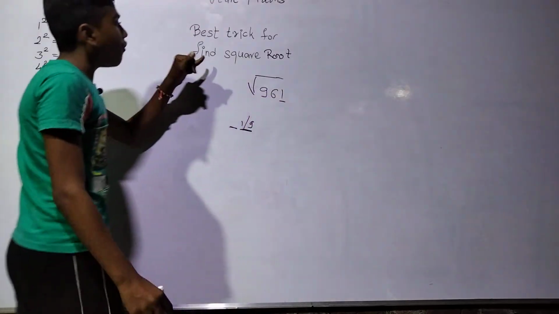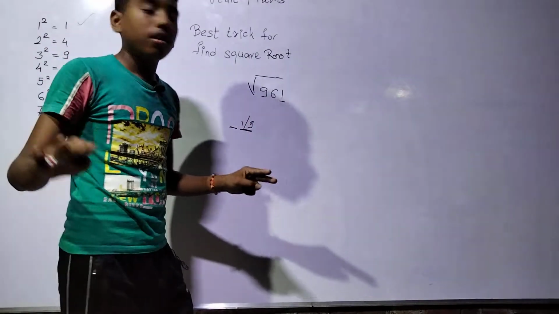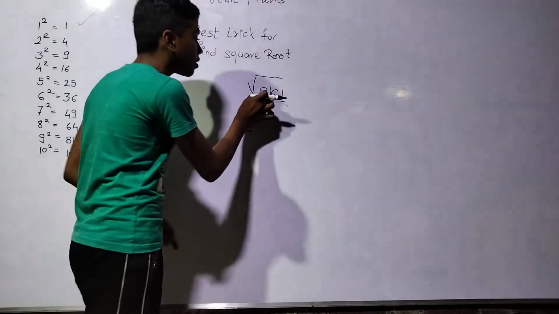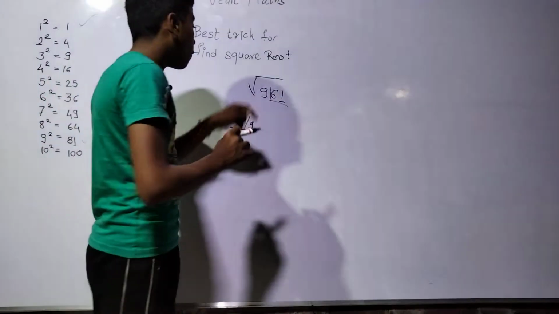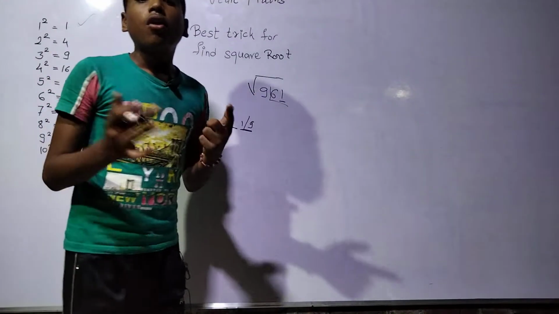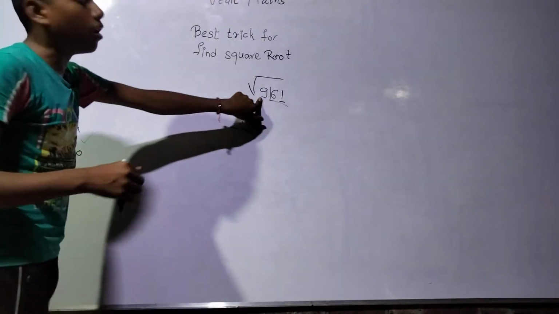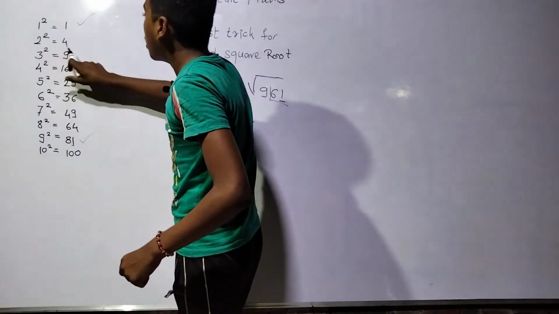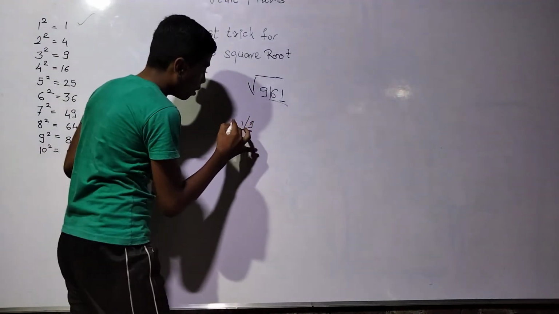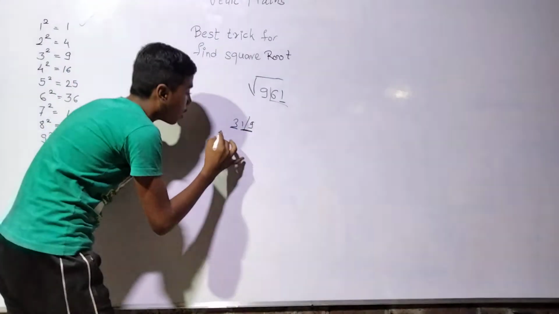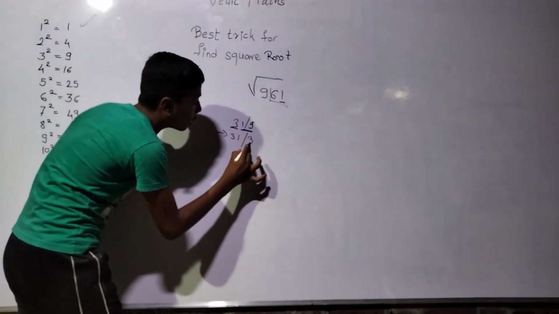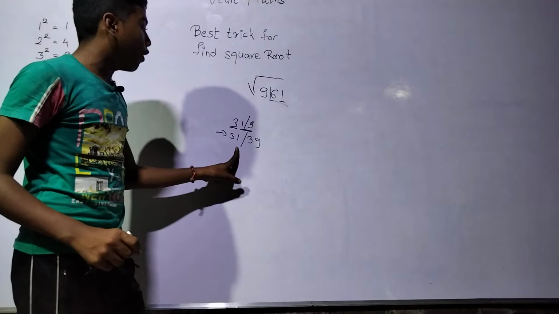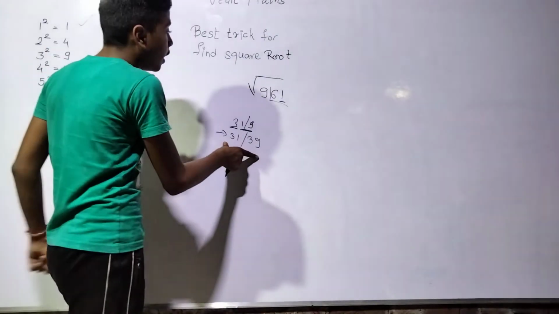We are finding a square root, so we expect a 2-digit number. The neighboring number is 9. Which number's square is 9? 3 square is 9. So we write 3 in the tens place. Then our answer must be 31 or 39. Now we should find which one is the answer.